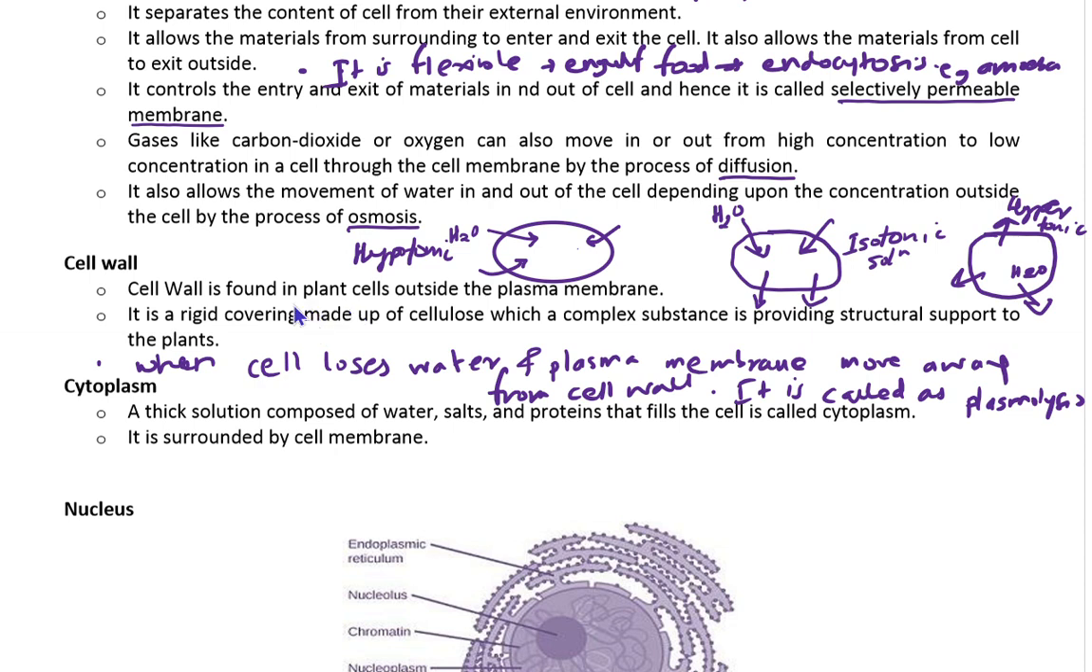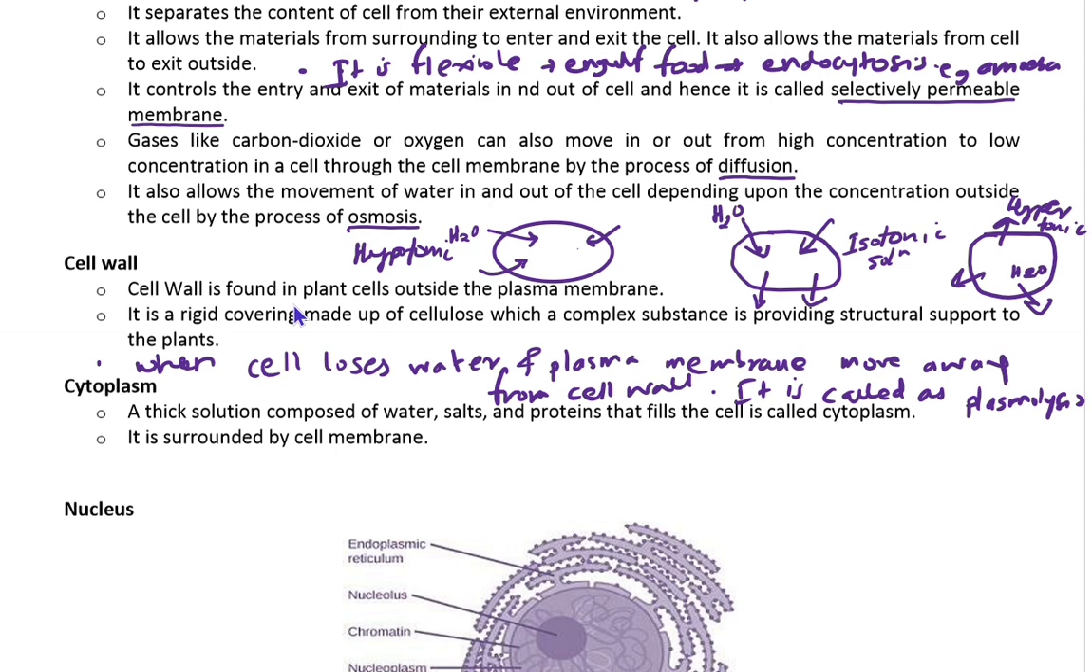Also, when the cell loses water, the plasma membrane moves away from the cell wall and the cell shrinks. So the shrinkage of the cell is limited with the help of the structure of the cell wall. The process of the plasma membrane shrinking away from the cell wall is called plasmolysis. This happens when the cell loses water.